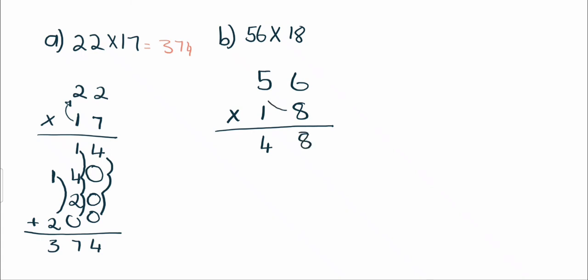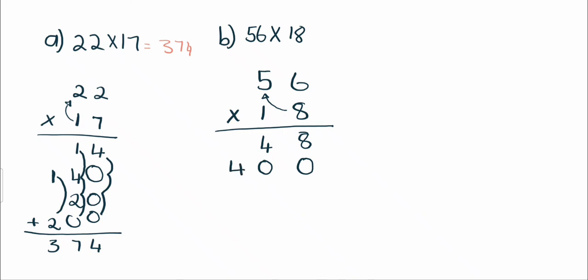Now it's time to multiply 8 times 50. Once again, 50 has a 0, a placeholder. So write down the placeholder. So instead we have 8 times 5. And that should give us 40. Write down the 40 right next to the 0.